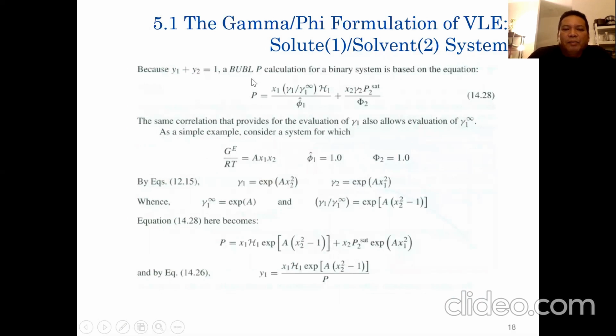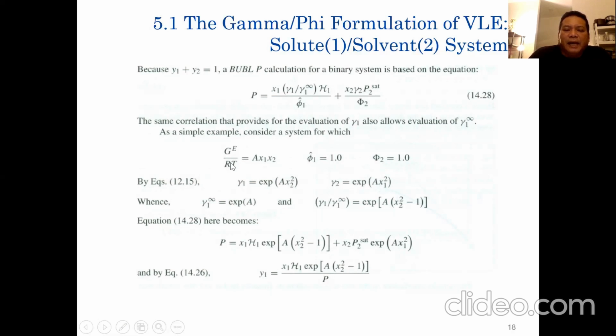And then for a bubble, we know that y1 plus y2 should be equal to 1 because it's the vapor fractions. And then for a bubble P calculation in a binary system, we can use this equation here. That is equation 14.28.